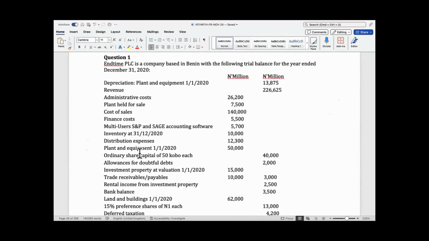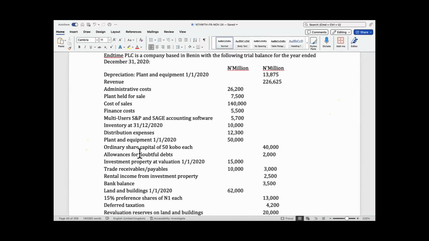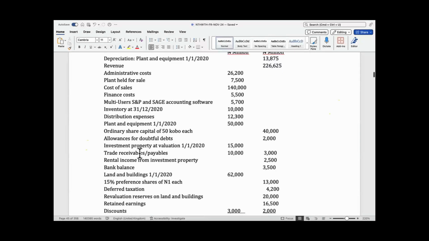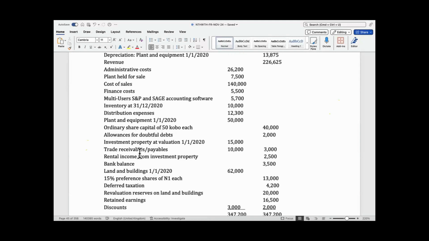Now, let me go to my trial balance. The trial balance will always specifically state if I have current tax, and if I have deferred tax, it will state it there. Separately, it's never combined because they are distinct, very different items. So do I have current tax here or deferred tax here? There's deferred tax there, 4,200.